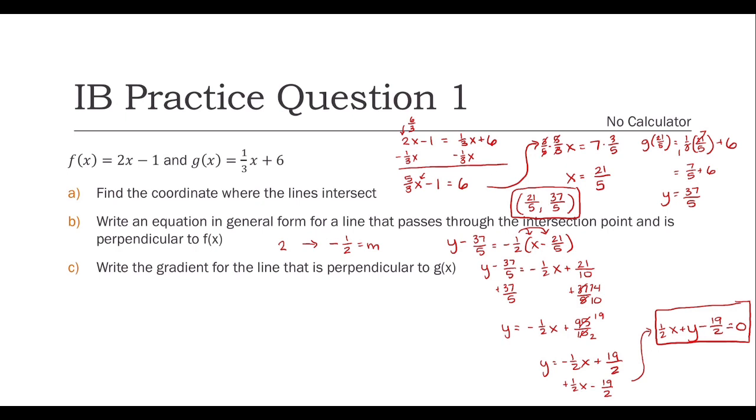Finally, we need to write the gradient for the line that is perpendicular to g of x. So our slope for g of x is 1/3. So our gradient, or slope, of the line that's perpendicular is going to be the opposite, so negative, and then the reciprocal. So instead of 1/3, it'll be 3/1. So the gradient is -3. And our gradient for the perpendicular lines should multiply to -1. So 1/3 times -3 equals -1. So it is the correct gradient.